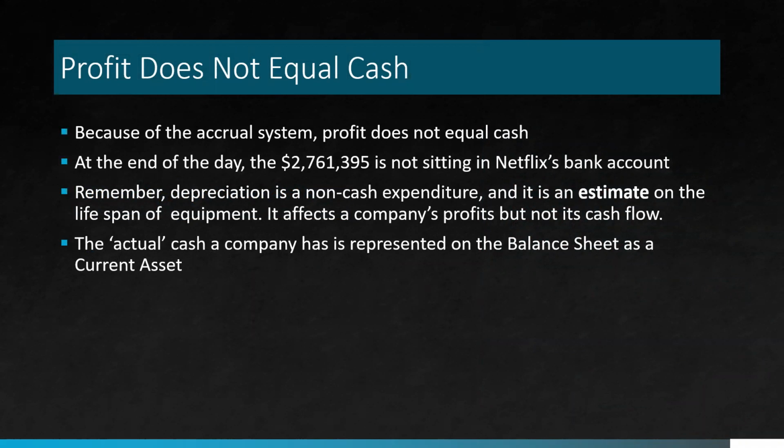So at the end of the day, if we were looking at Netflix's bank account, their net income showed $2.7 billion. Well, does that mean what they have in the bank account? No, not necessarily. And remember that depreciation, because it's a non-cash expenditure and it's an estimate on the lifespan of the equipment, it affects the company's profits, but not its cash flow. The actual cash that a company has is represented on the balance sheet as a current asset.